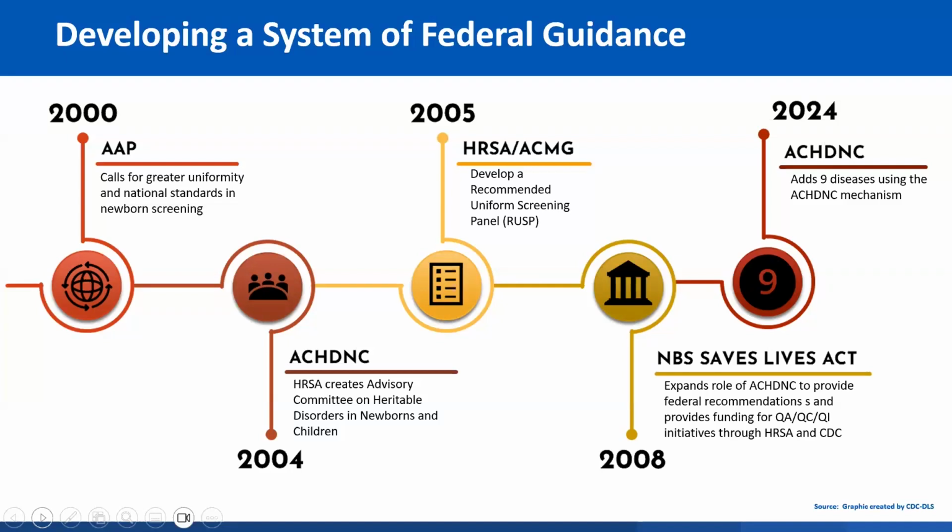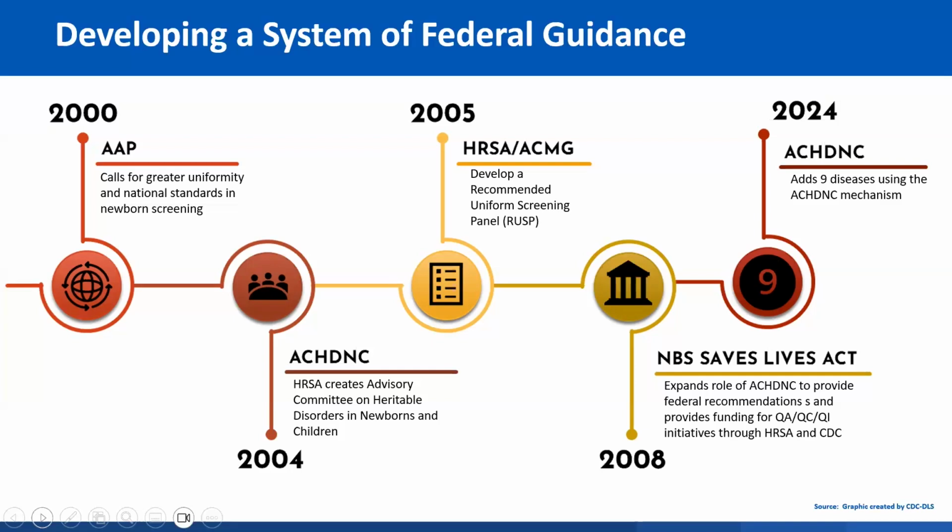The response to these questions has led to the creation of two important entities. The first was the creation in 2004 of the Federal Advisory Committee on Heritable Disorders in Newborns and Children, or the ACHDNC, which is overseen by the Health Resources and Services Administration, or HRSA.